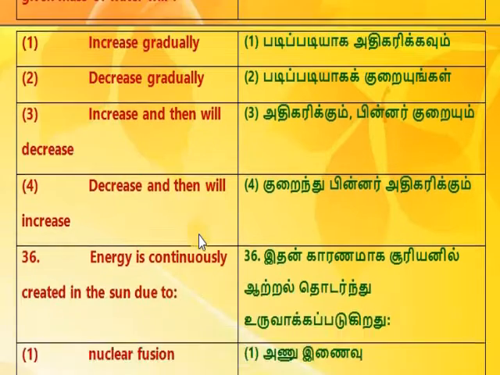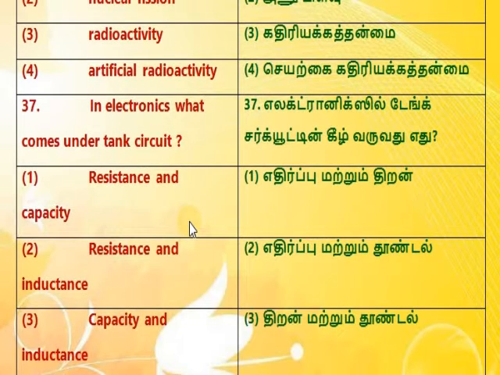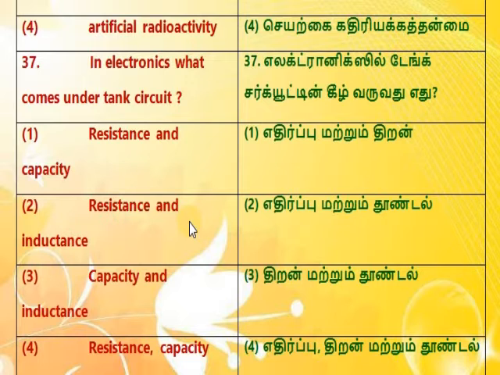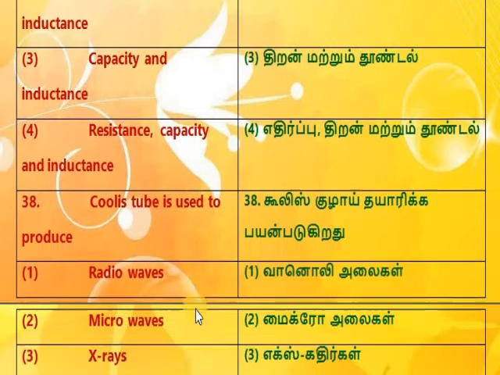36. Energy is continuously created in the sun due to: 1. Nuclear fusion, 2. Nuclear fission, 3. Radioactivity, 4. Artificial radioactivity. 37. In electronics, what comes under tank circuit? 1. Resistance and capacity, 2. Resistance and inductance, 3. Capacity and inductance, 4. Resistance, capacity, and inductance.